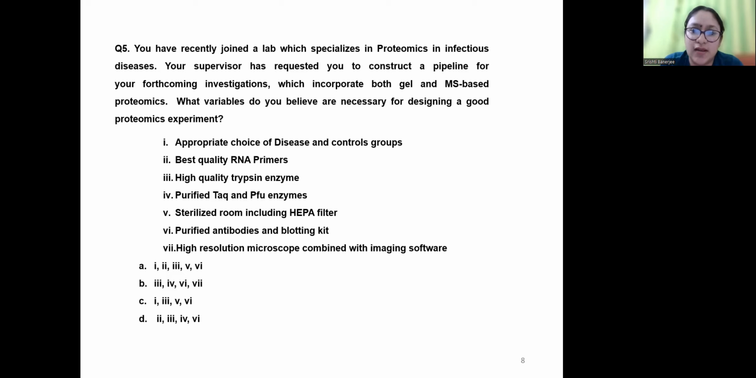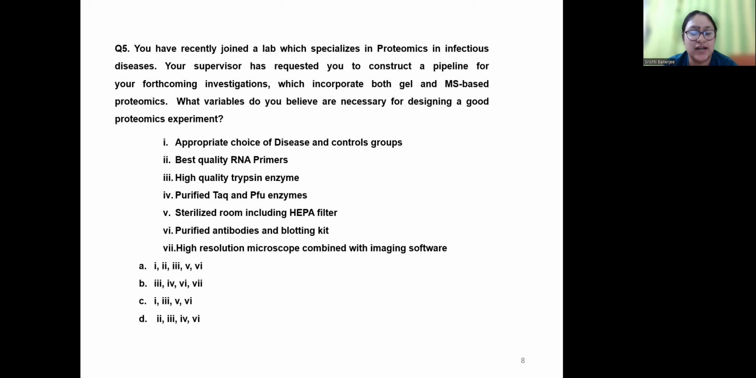So now my first thing is that I will be doing gel based or MS based proteomics. And then I will be focusing on infectious diseases. So the very first thing is I need my appropriate choice of disease and control. Secondly, I am going to do MS based proteomics, so I have to digest my samples, be it gel based or MS based. I have to digest my protein so that I can degrade it down to peptides and then identify which proteins are there in it. So high quality trypsin enzyme is very much required.